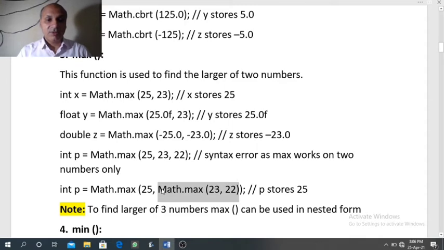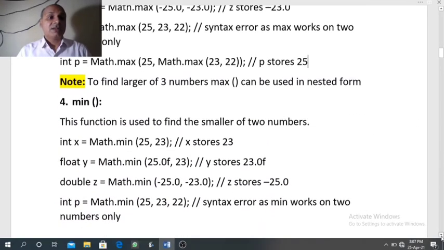Now 23 will behave as the second argument and 25 will behave as the first argument for the outer math.max. So the outer max will run. Now it will find the larger of 25 and 23 because 25 is the larger of these two numbers. So finally we will get the larger of three numbers.